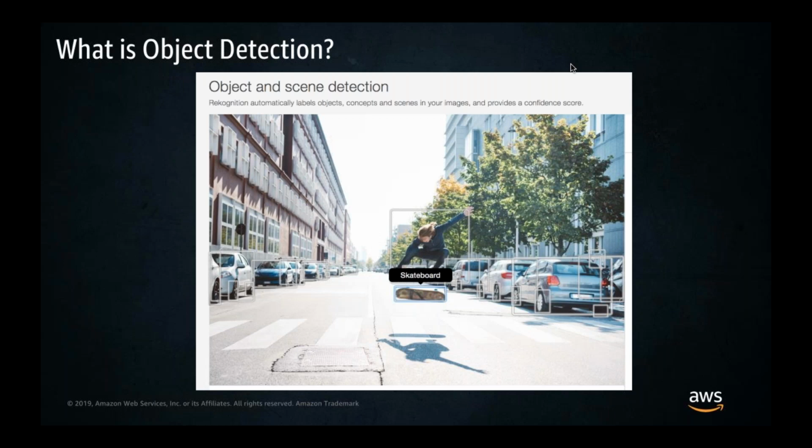Rekognition detects the various objects, including the people, the cars and skateboards. Given an image, the underlying model returns bounding box coordinates, if it exceeds the confidence threshold, along with a class prediction of the objects associated with the bounding box.